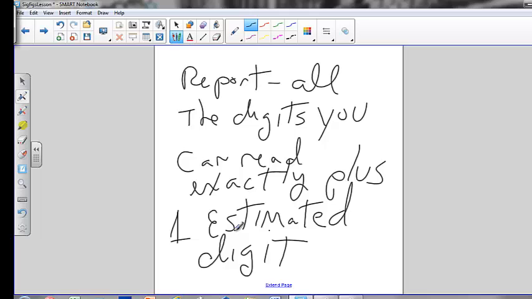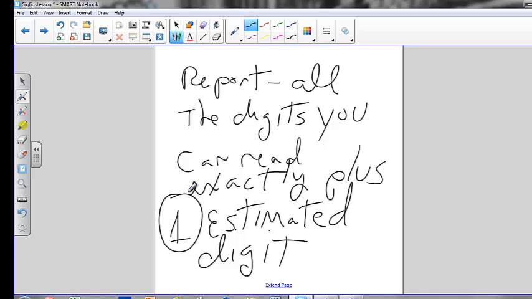If you go, it's about a quarter of the way through, I'm going to estimate 0.25, you can't do that. That's two estimated digits. All you can estimate is one digit. Okay? Everything you can read exactly plus one estimated digit.